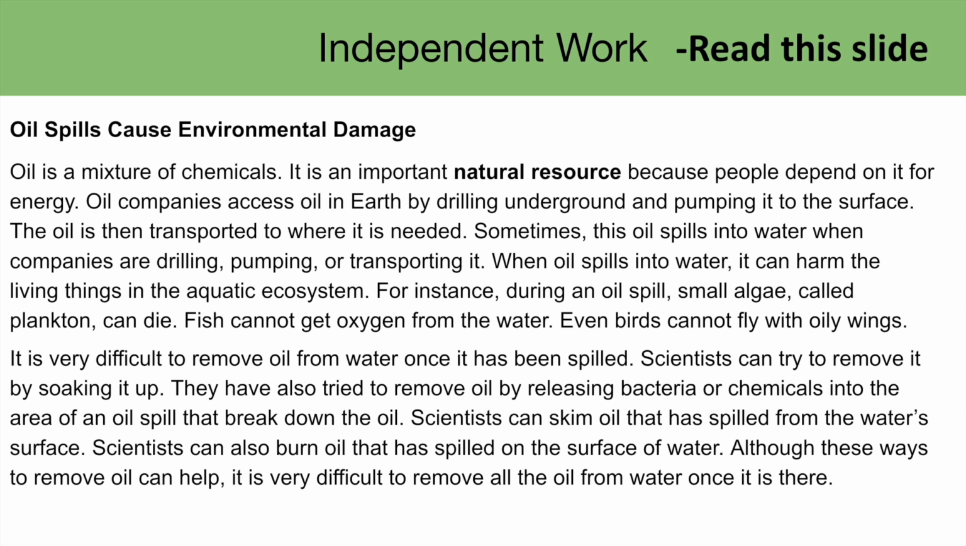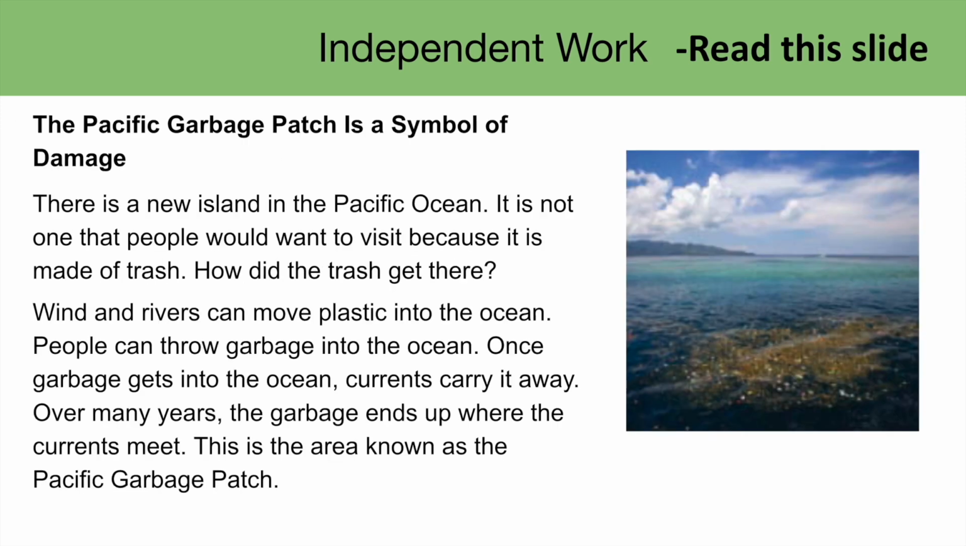Scientists can try to remove it by soaking it up. They have also tried to remove oil by releasing bacteria or chemicals into the area of an oil spill that break down the oil. Scientists can skim oil that has been spilled from the water's surface. Scientists can also burn oil that has spilled on the surface of water. Although these ways to remove oil can help, it is very difficult to remove all the oil from water once it is there. The Pacific garbage patch is a symbol of damage.